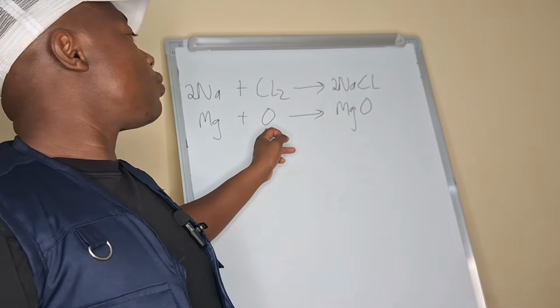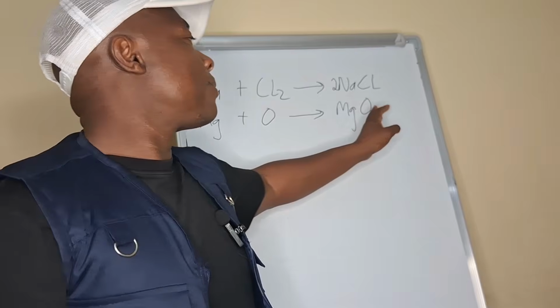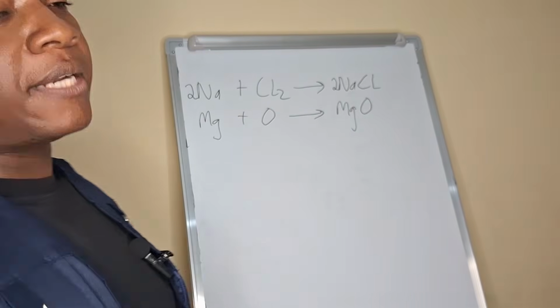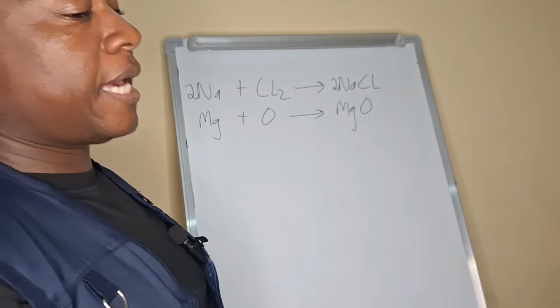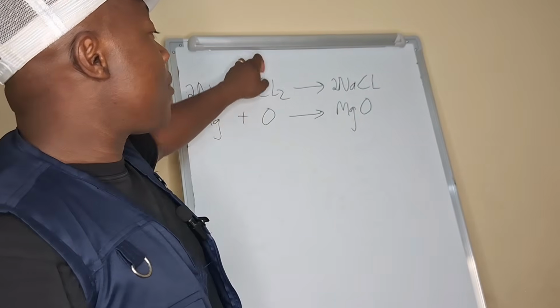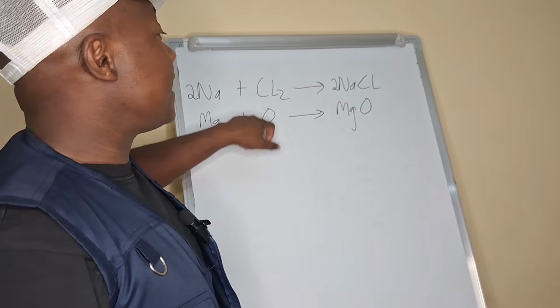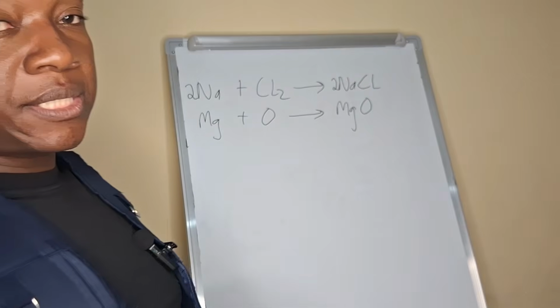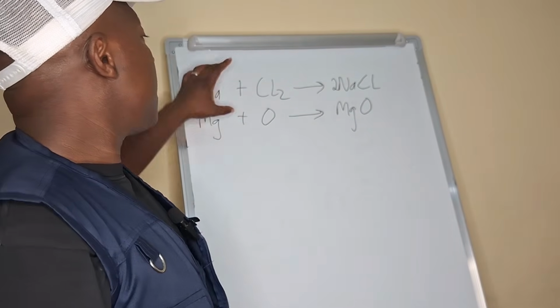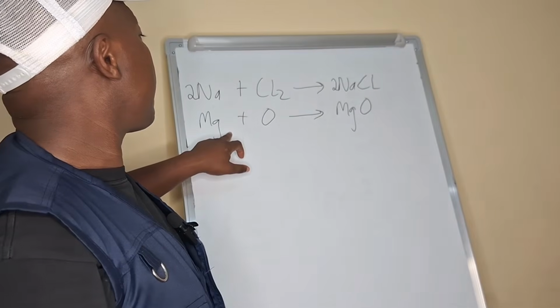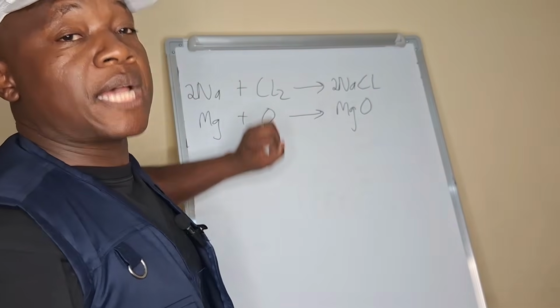For this one, we've got 1 oxygen atom on the left hand side, 1 oxygen atom on the right hand side, meaning that this equation is balanced. Okay, so for now, we are mostly concentrated with writing balanced equations. We are not yet looking at writing the states of these atoms.